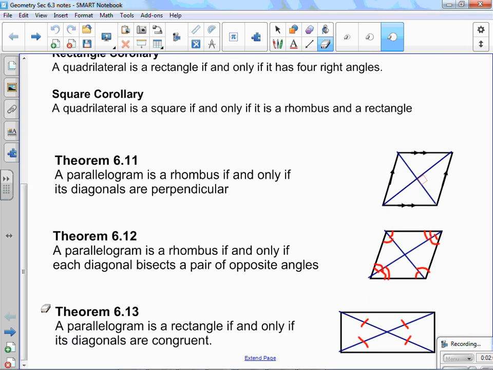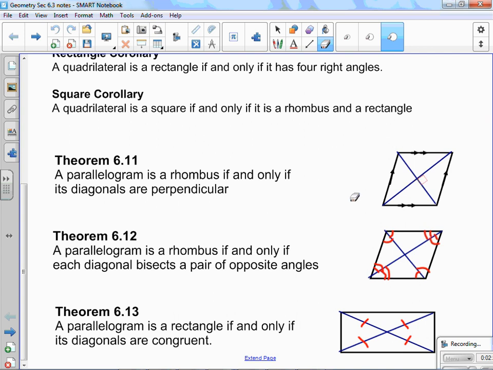Then a couple of theorems here. Theorem 611, a parallelogram is a rhombus if and only if its diagonals are perpendicular. So if the diagonals are perpendicular and it's a parallelogram, then it's also a rhombus. Right? Or if we know it's a rhombus, then we know that those diagonals are going to intersect at a right angle, perpendicular.